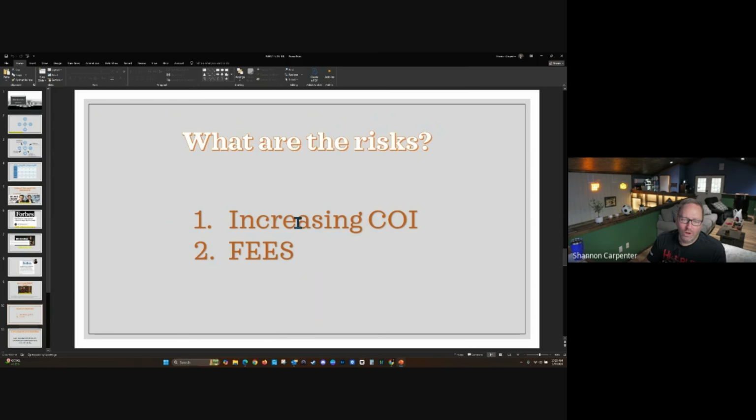The main two are the increasing cost of insurance and the fees. That's simply the biggest things. And we'll look at that also, but age and structure has a lot to do with that.